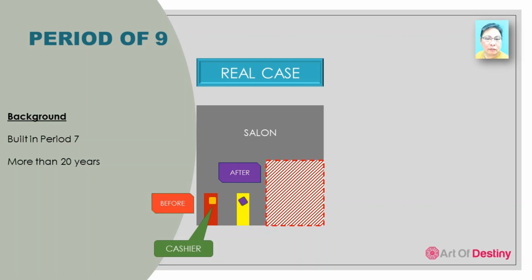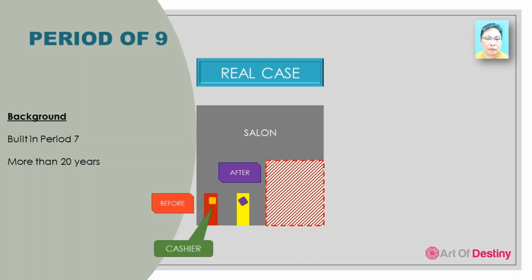This is a real case that I did many years ago, I think 4 years ago probably. It's a salon. This salon actually started their business more than 20 years ago. Just a bit of technical information: it was in period 7. The salon is a little L-shaped, not really square, and they have been there for more than 20 years.